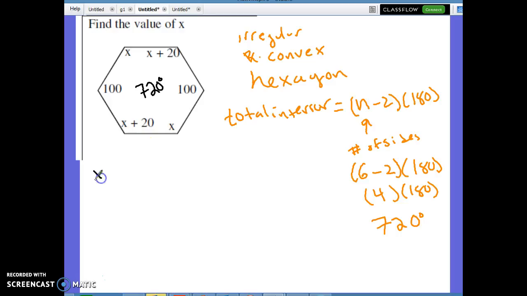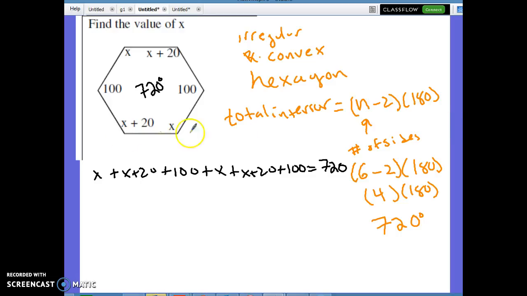The angles being x plus 20, x plus 20 here, plus 100, plus x, you can see I'm working around this way, plus x plus 20, plus 100, equals the total. Since we added up all the angles, it needs to add up to 720 degrees. So now we have an equation. Now we can solve for x, and we can figure out what the value of x is going to be.